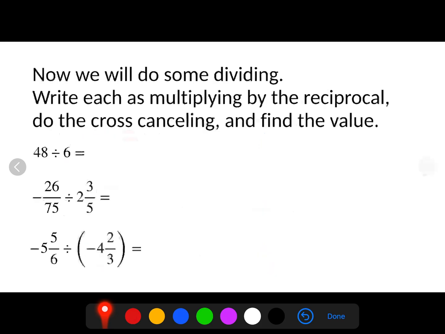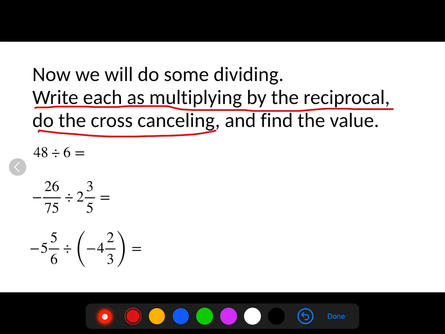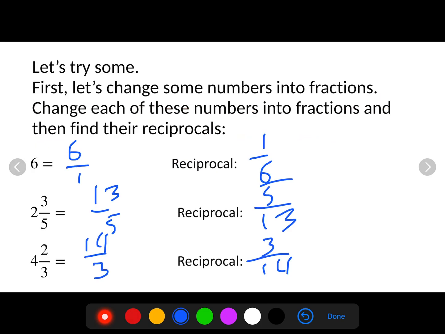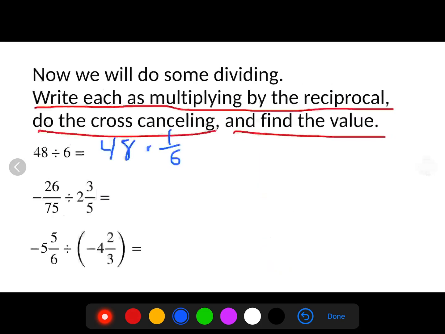Now, we'll do some dividing. First step, write each as multiplying by the reciprocal, then do the cross-canceling, then find the value. 48 divided by 6 is 48 times 1/6. Remember, the reciprocal of 6 is 1/6. 48 times 1 is 48. 48 divided by 6 is 8.